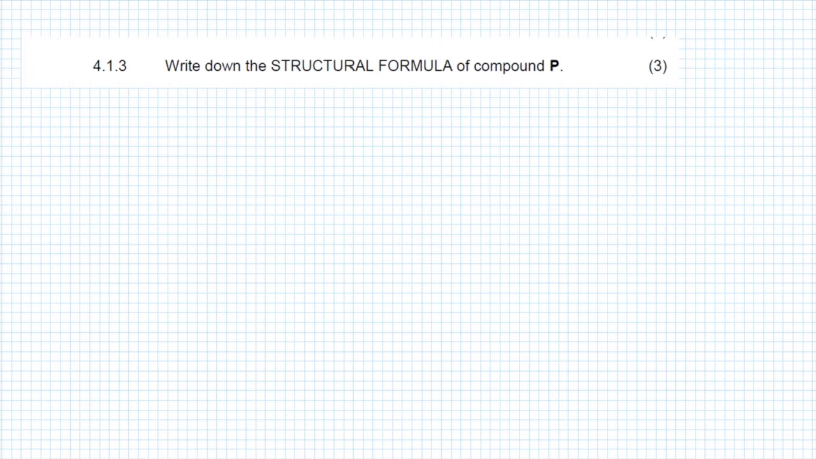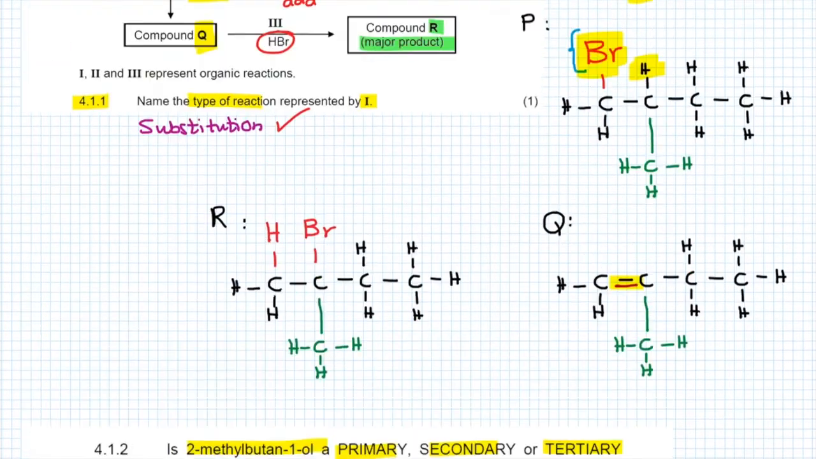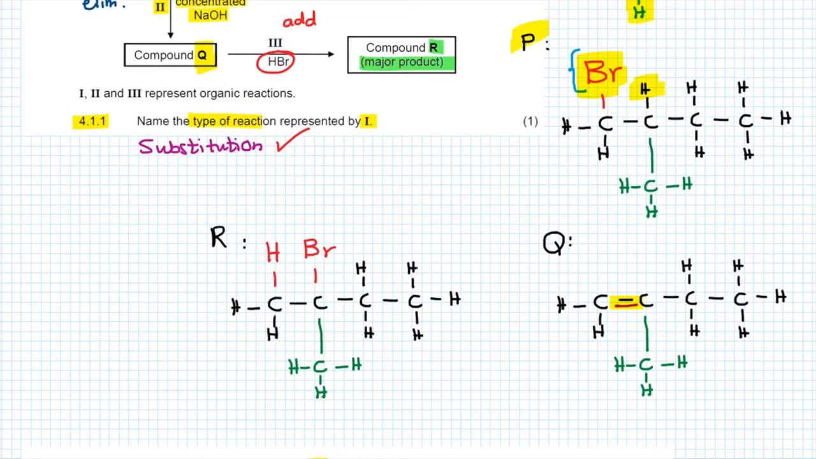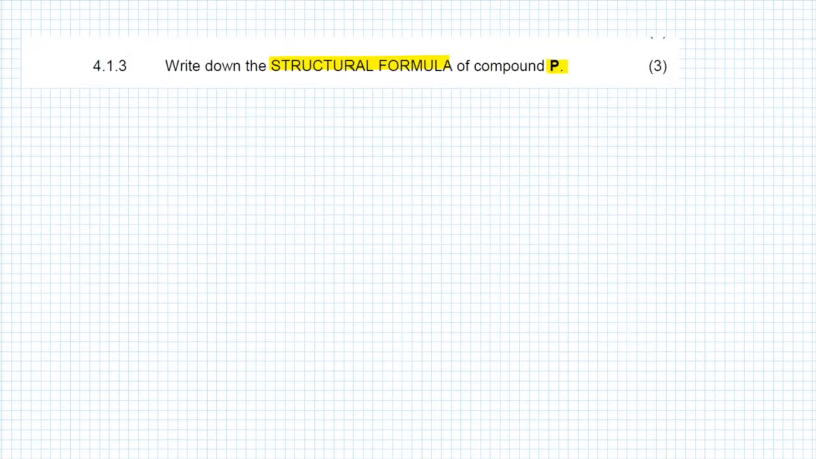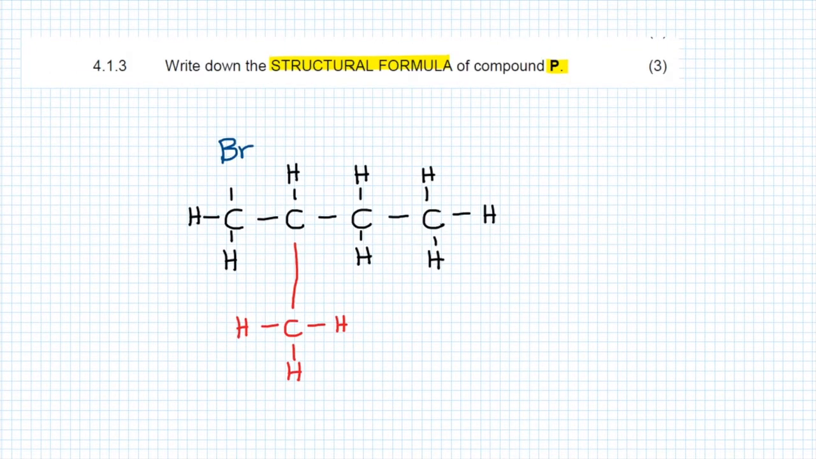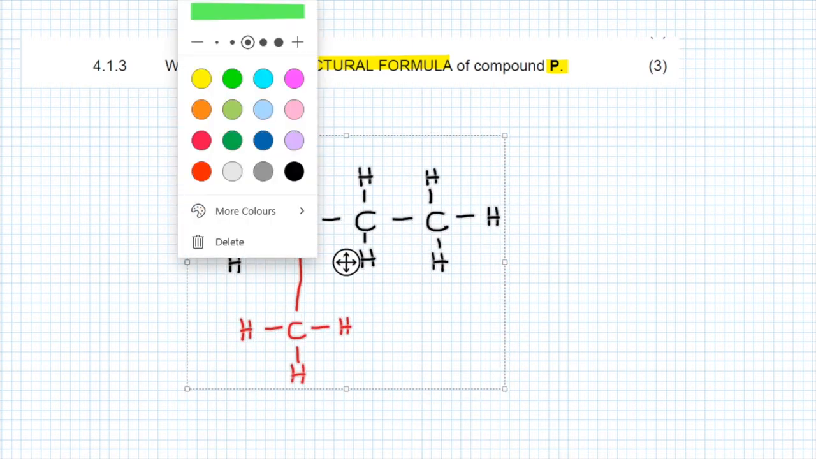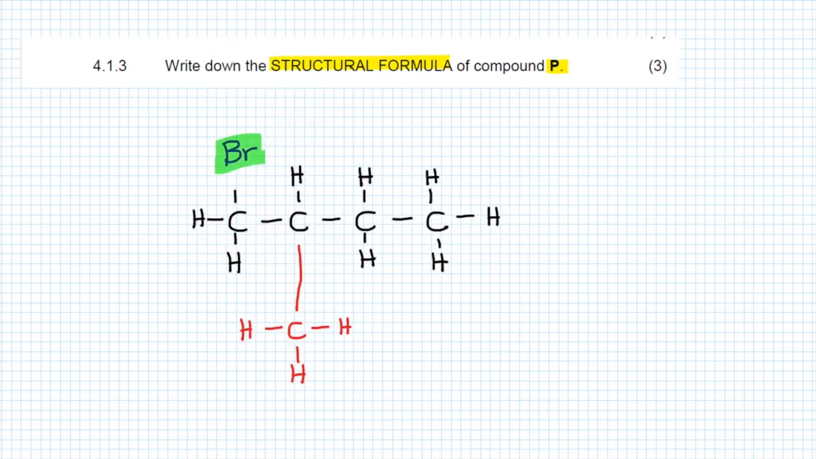Question 4.1.3 says, write down the structural formula of compound P. Grade 12s, we've already analyzed and actually drawn compound P. So all that we now need to do is redraw it onto our answer sheet. So here is compound P with a bromine atom attached to the first carbon atom, we have a methyl group attached to the second carbon atom, and the longest chain consists of 4 carbon atoms.